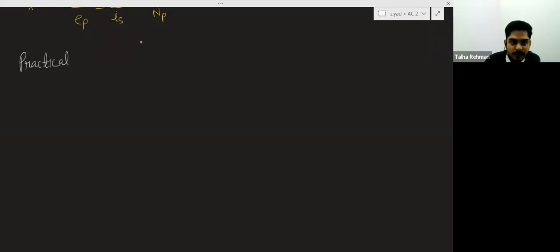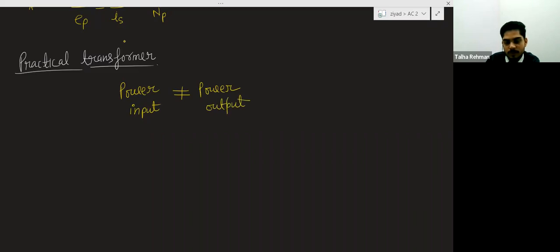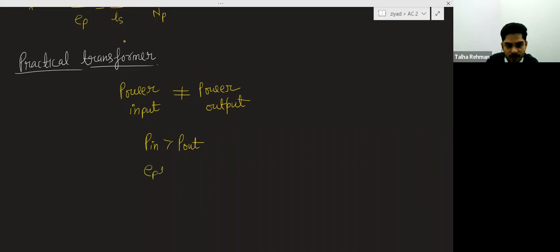So in case of the practical transformer, we talk about the efficiency of the transformer. There will always be some loss of power or energy. So the power input is not equal to the power output. Input power will always be greater than the output power, because there will be some loss of power in the form of heat. So EP into IP will be greater than ES into IS. This relation is valid for the practical transformer.